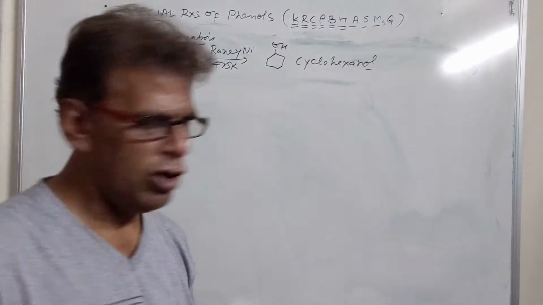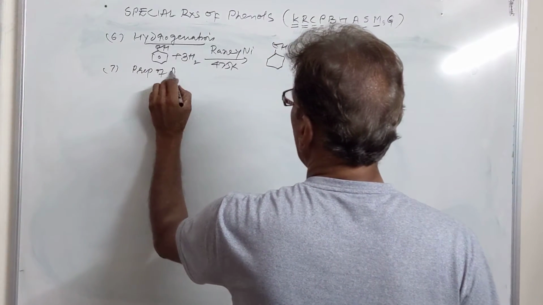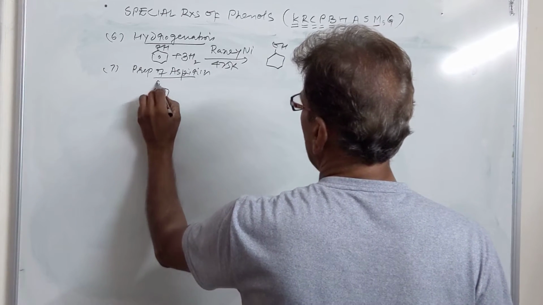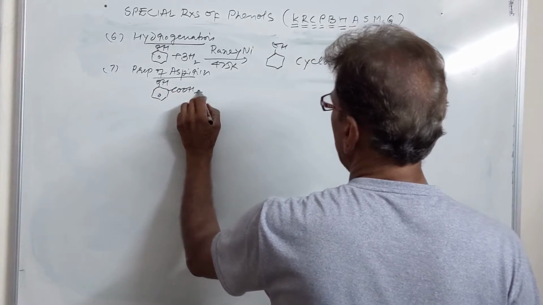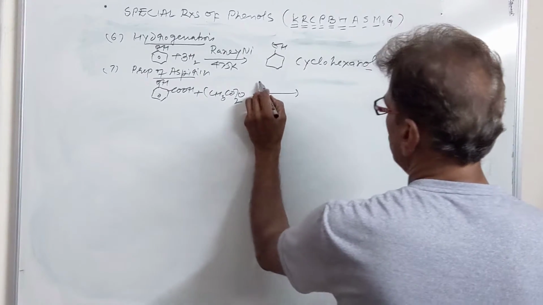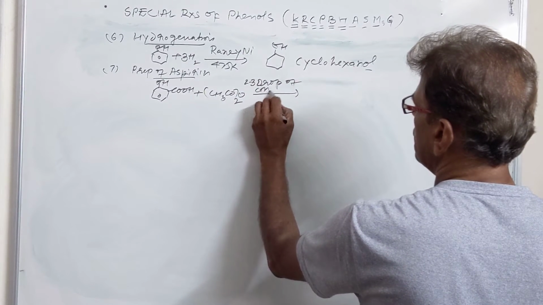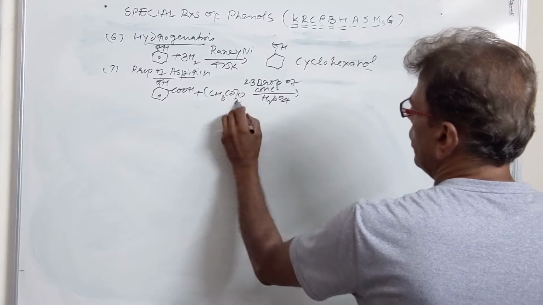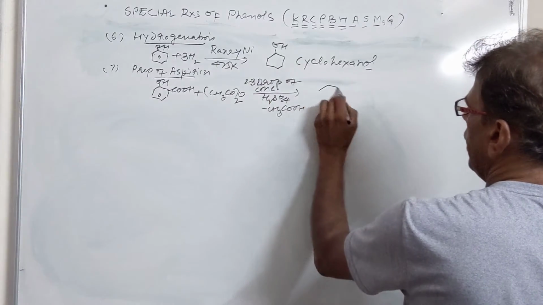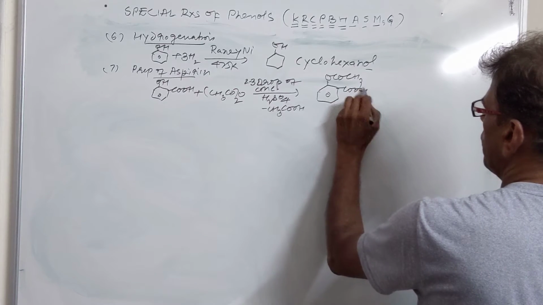Then we have the preparation of aspirin. 7th reaction, preparation of aspirin. Aspirin is a component of many analgesic medicines. It is prepared from salicylic acid. Salicylic acid prepared in the first reaction is treated with acetic anhydride. In the presence of 2-3 drops of concentrated sulfuric acid, a molecule of acetic acid is eliminated from the acetic anhydride and we get this product, OCOCH3. This is our aspirin.